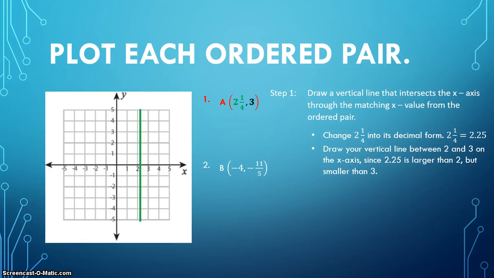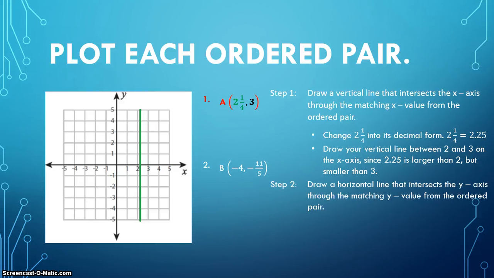Alright, so now that we got that, we're going to move on to step 2. And step 2 is to draw the horizontal line. So we first look at our y value, and our y value here is 3. And lucky for us, that is a whole number. So we just follow the normal process. We can look for 3 on our y axis, and as you can see I have a red arrow pointing to it, and since we know it's there, we're going to draw that horizontal line.